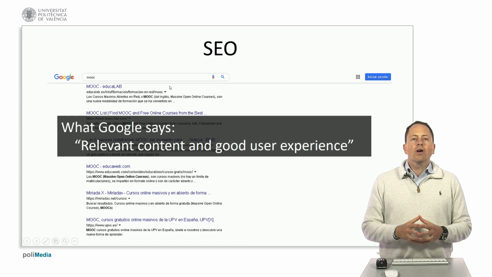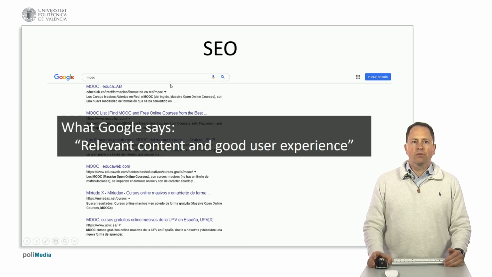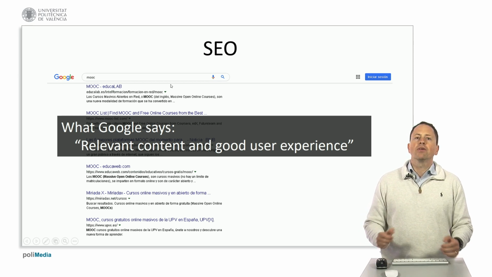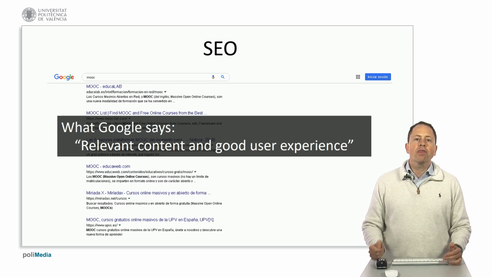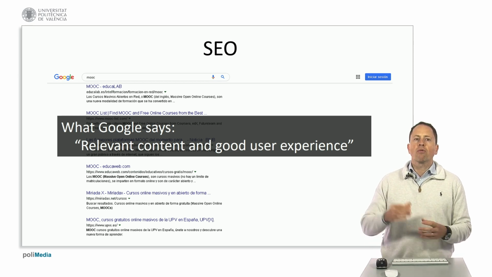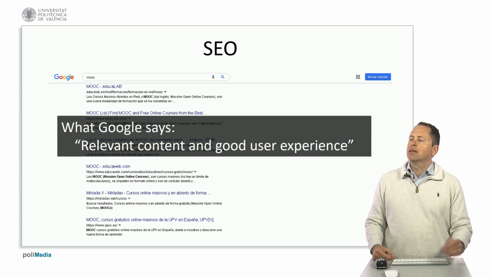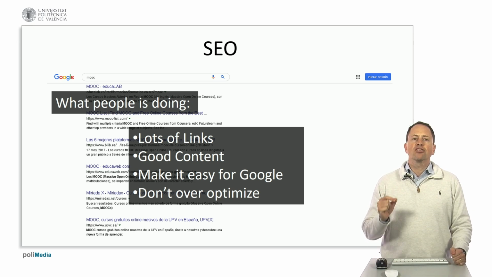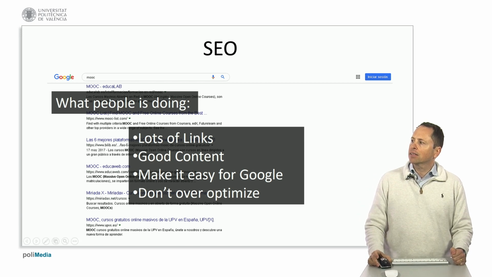What does Google say about what you should do? They say that you shouldn't optimize anything, that you should put relevant content and prepare a good user experience, and that that is enough for Google to rank you high. But what happens? You should do that, but you also should do more things, because people are trying to optimize things to be high in Google's rankings.